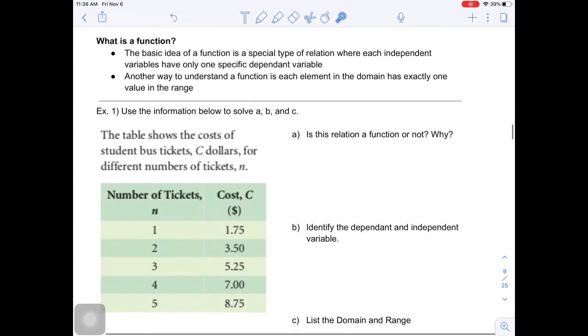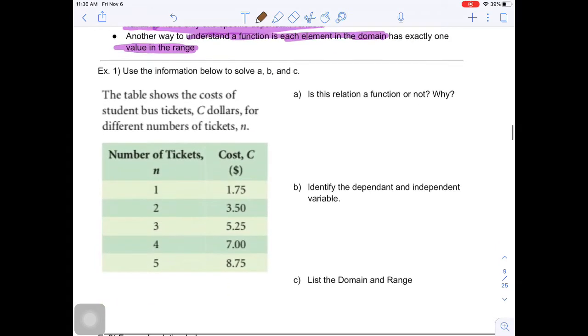So this is all about what a function is, okay? So this is a new term. What is a function? So the basic idea of a function is a special type of relation where, and this is important, each independent variable has only one specific dependent variable, okay? We can state this another way. Another way to understand a function is each element in the domain has exactly one value in the range. So your domain values only show up once. Okay, so let's see how we use this.